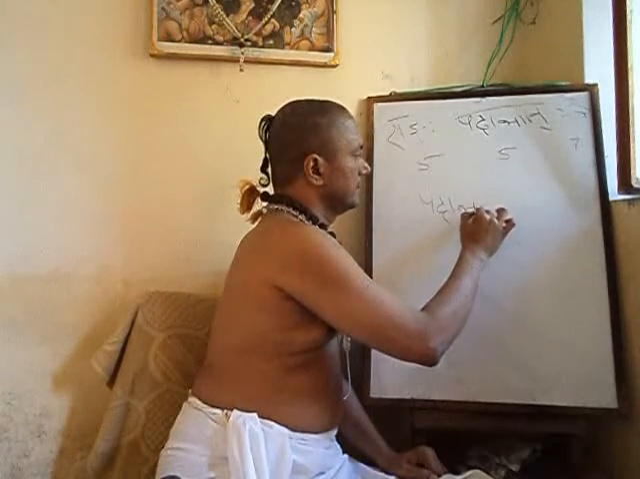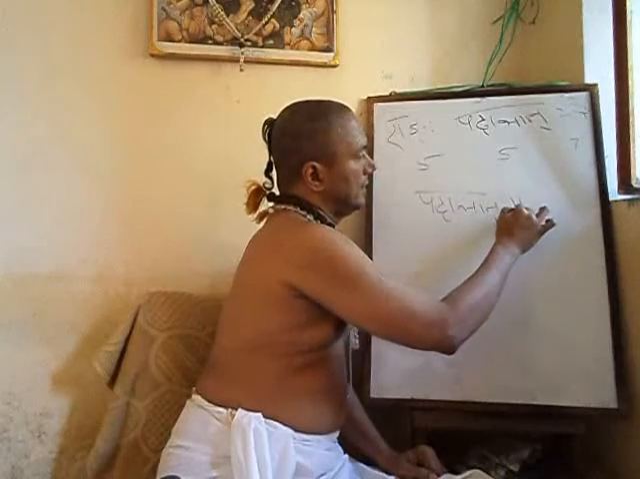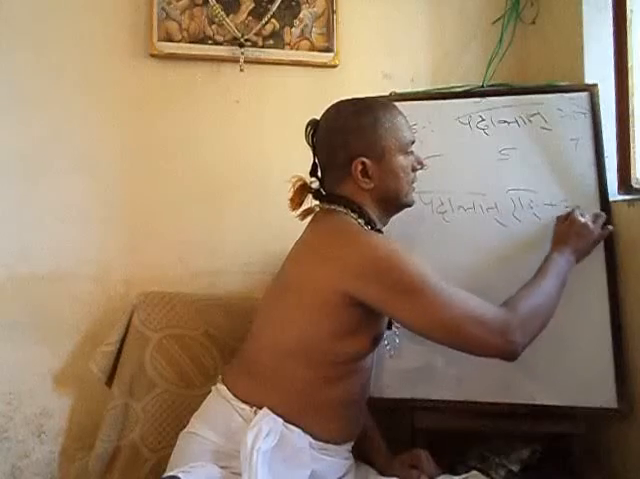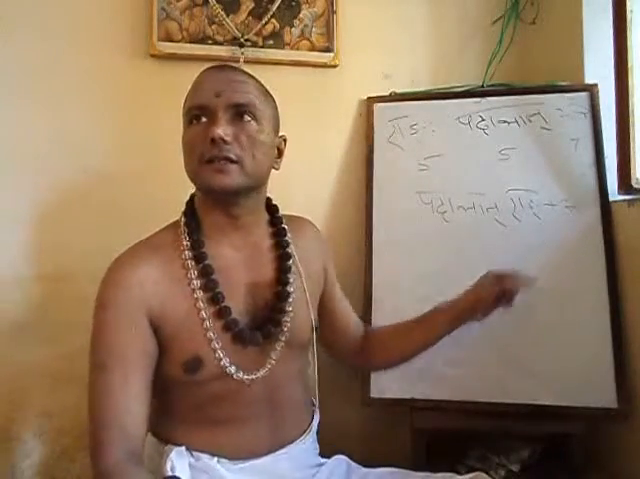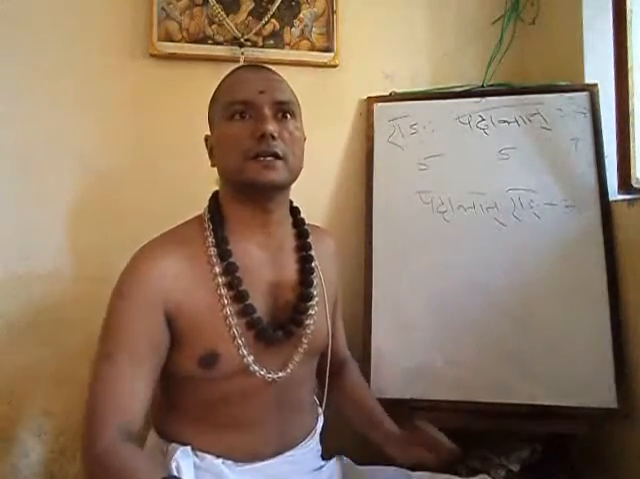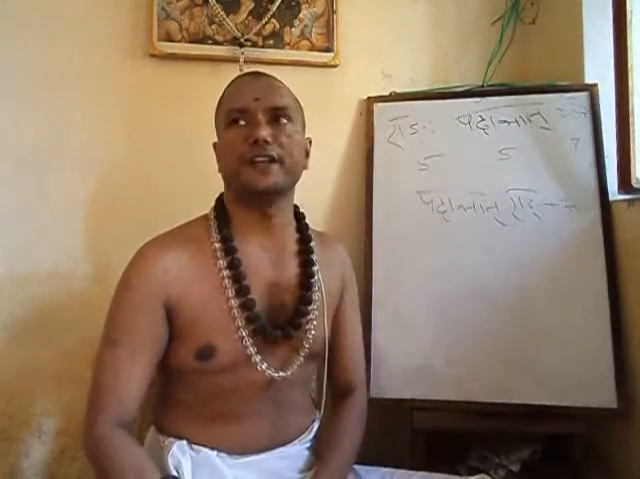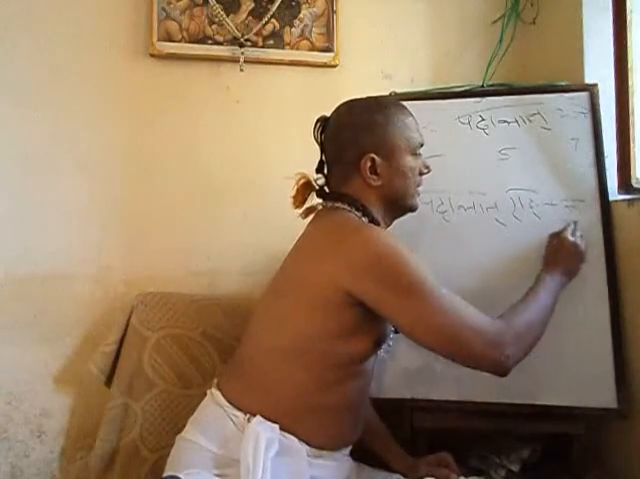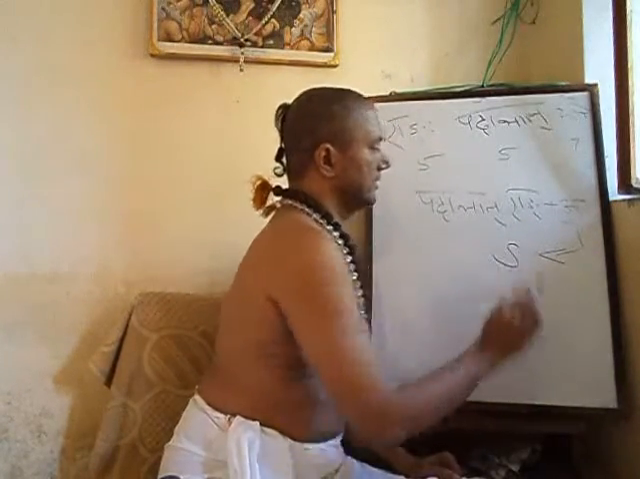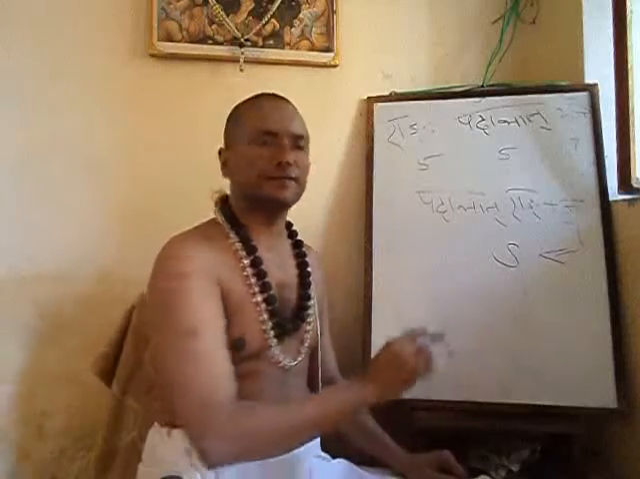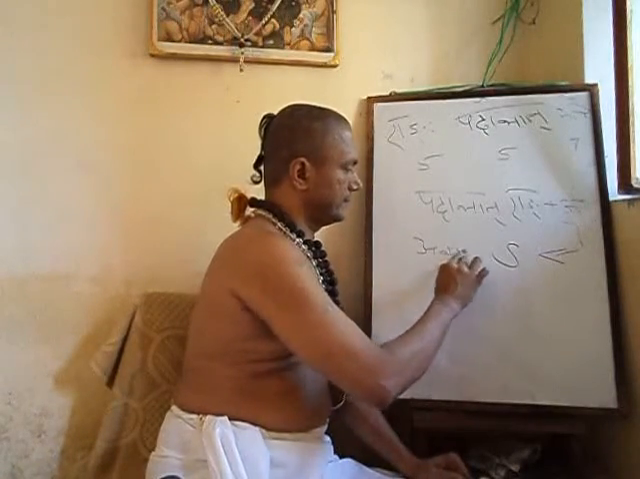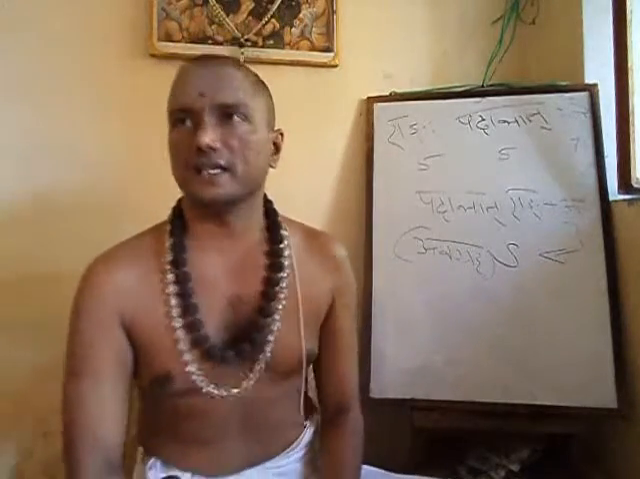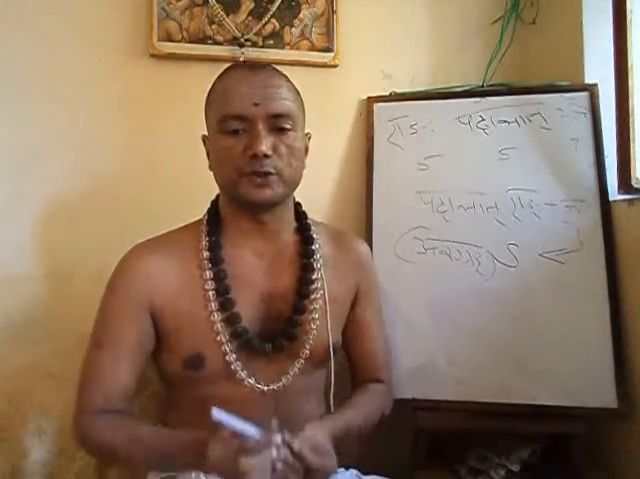Padantad eng plus a. Ati means only a and its variants, not avarna. Okay, padantad eng plus a. This a will be replaced with this symbol, which is called avagraha. It is replaced with the avagraha symbol. It's a very simple sutra.